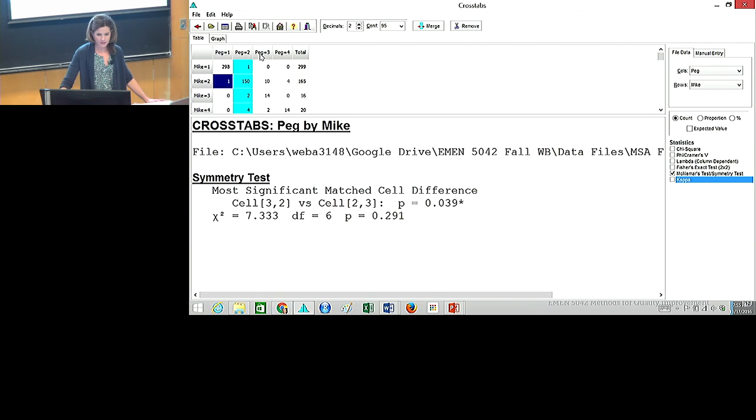So hold down your Shift key. Select Peg 2, 3, and 4, and see this thing that says merge? Merge. And then I'm going to do the same thing on the row. Click on Mike, hold down the Shift key, 3 and 4. Merge.